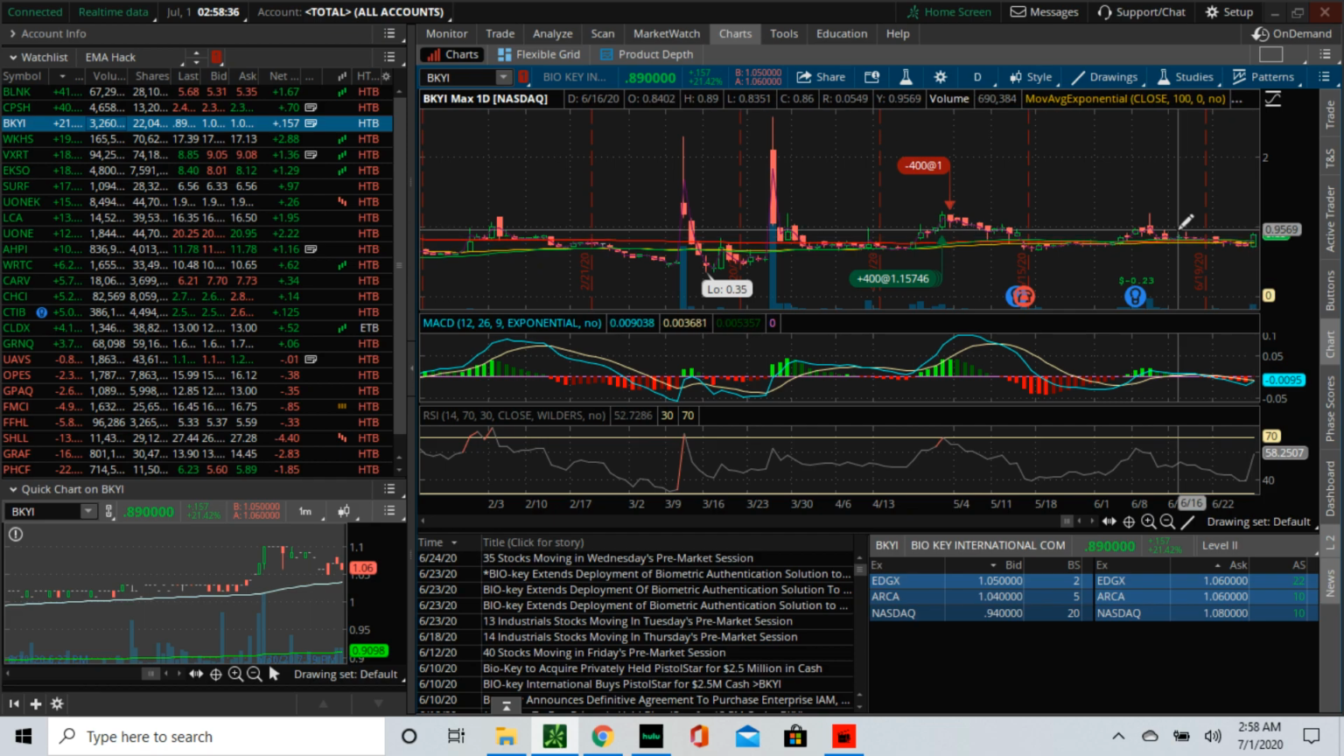So I would anticipate a move a little bit on the upside, maybe up to 120. That's a 30-cent move from where it closed before.